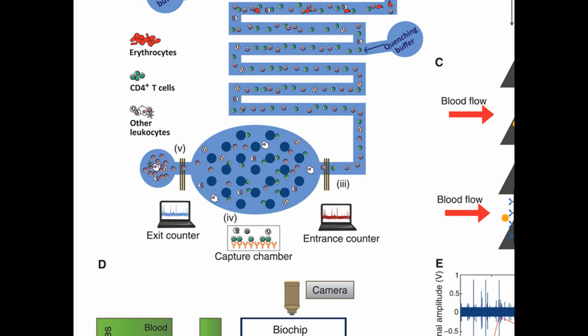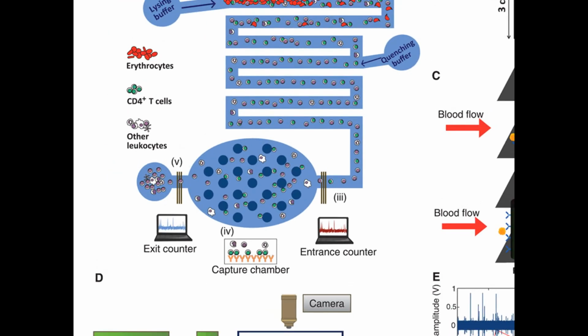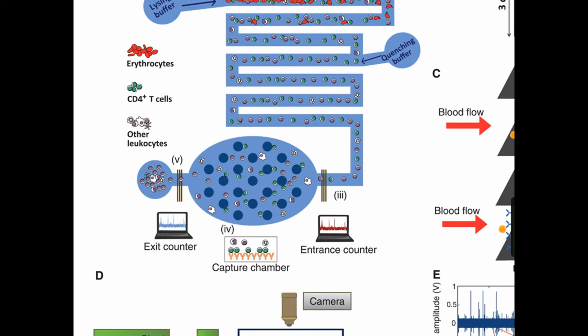So when you're flowing from right to left, what will happen is that the leukocytes will flow through, the CD4 cells will be captured. There might be a few leukocytes that end up getting in there, but you get the idea. So when you image this, you can actually do a count of the CD4 cells that way, relative concentration, and you're actually capturing them for further analysis later on.